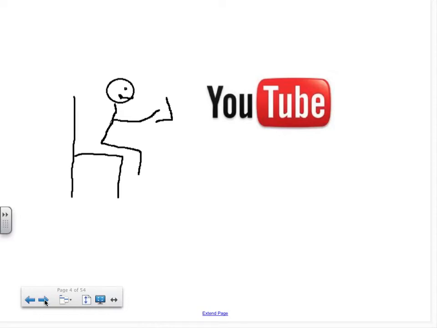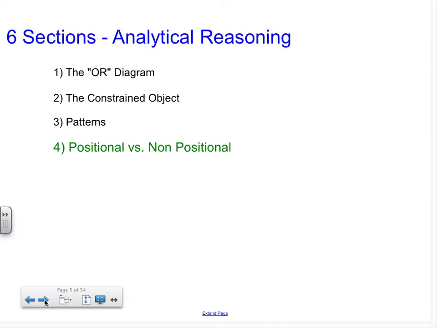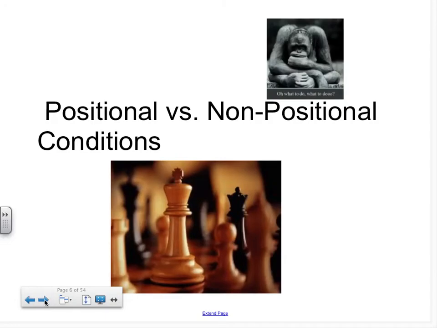Today, I'll be talking about the fourth section in the Analytical Reasoning module on positional versus non-positional conditions. You may be wondering what positional versus non-positional conditions are. Essentially, in the Analytical Reasoning section of the LSAT, positional conditions will tell you in which order to place the objects, and non-positional conditions will tell you which objects to include and which objects not to include.